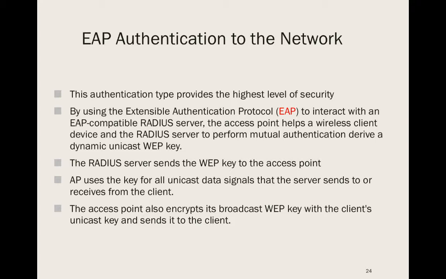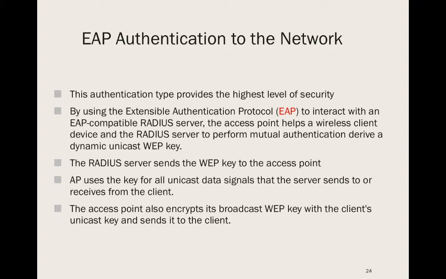By using this Extensible Authentication Protocol, we have the access point acting in the middle between the EAP-compatible RADIUS server and the client, and making sure that they are performing mutual authentication. To do that, they are using a dynamic unicast WEP key. This WEP key is created on the RADIUS server, not on the access point like in the previous example of the WEP key we looked at.